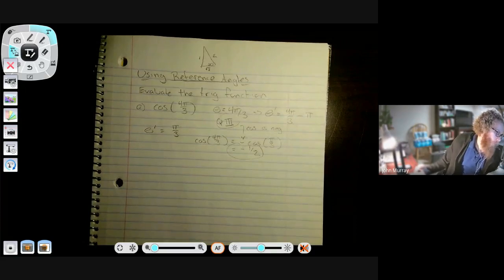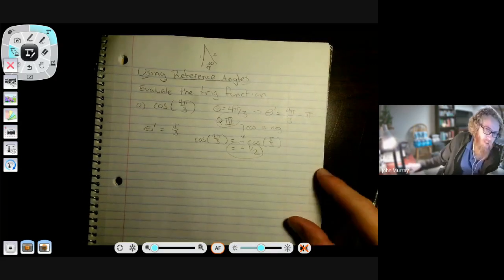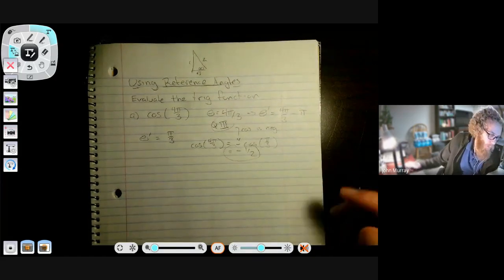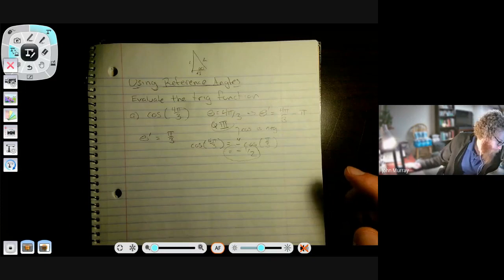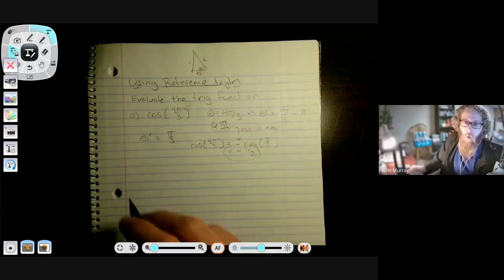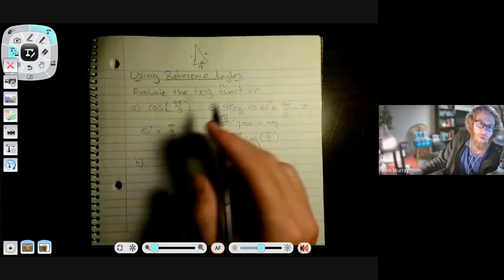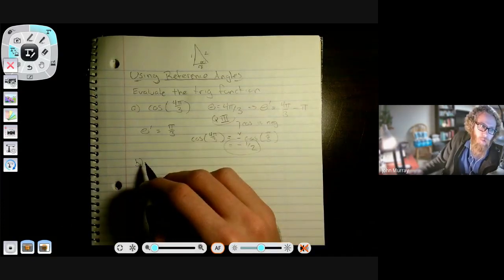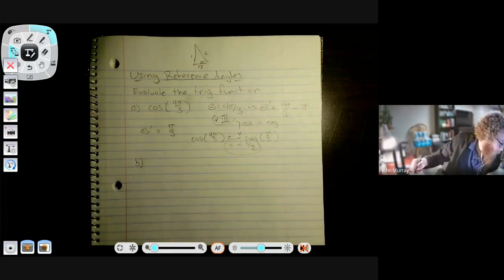Now, again, you could use the unit circle. 4 pi over 3, you could probably find it there, but this is just a quick way to determine it. All right, let's do one more before we get into some harder stuff, because I feel this is pretty straightforward. If you have questions after this, we'll address those.